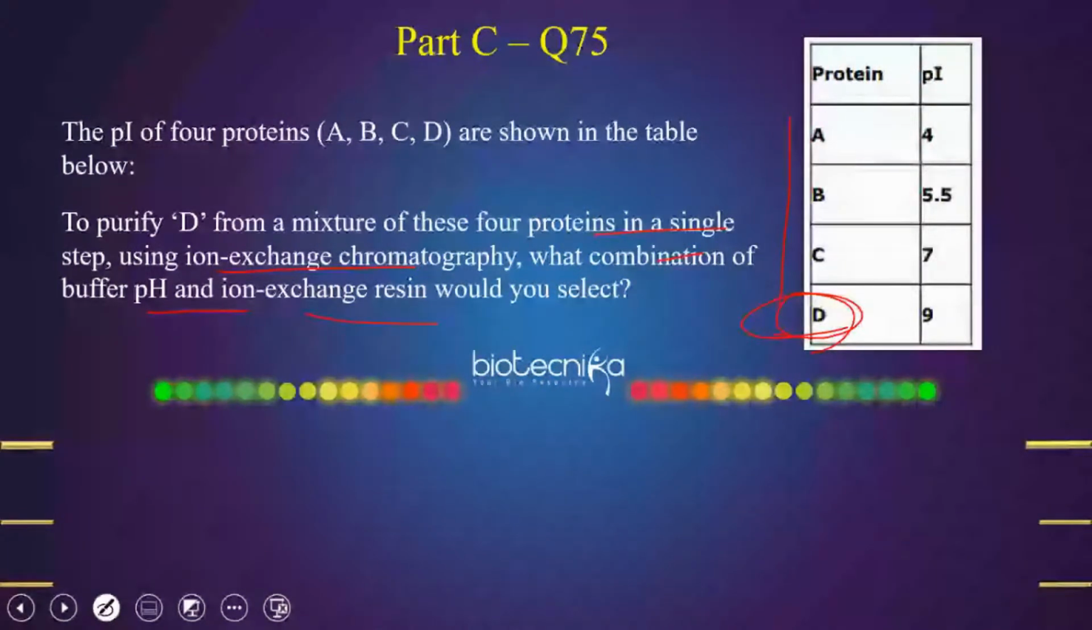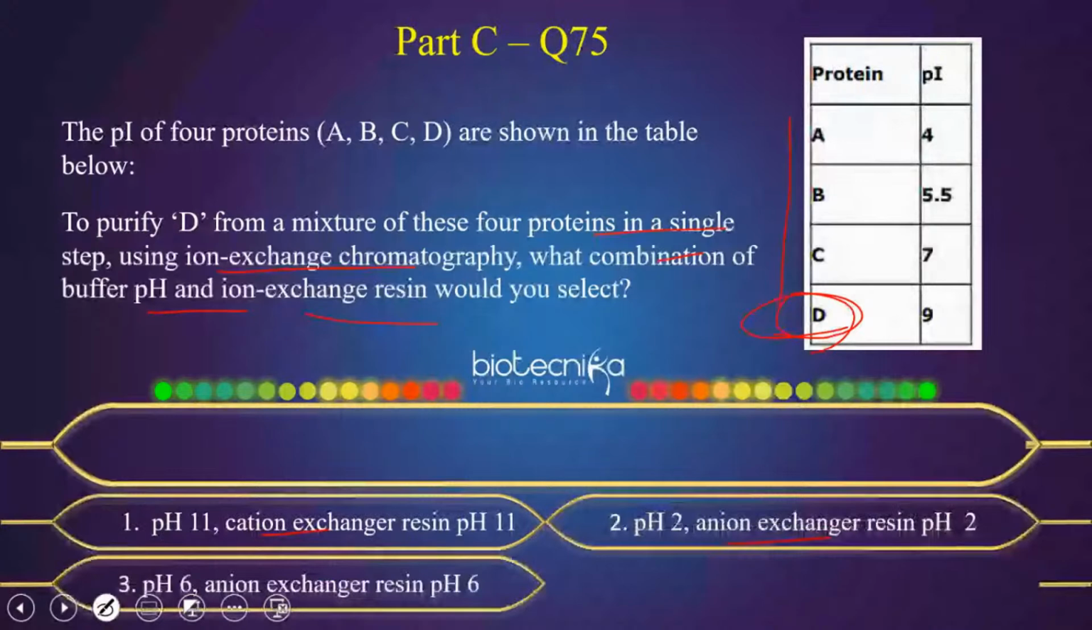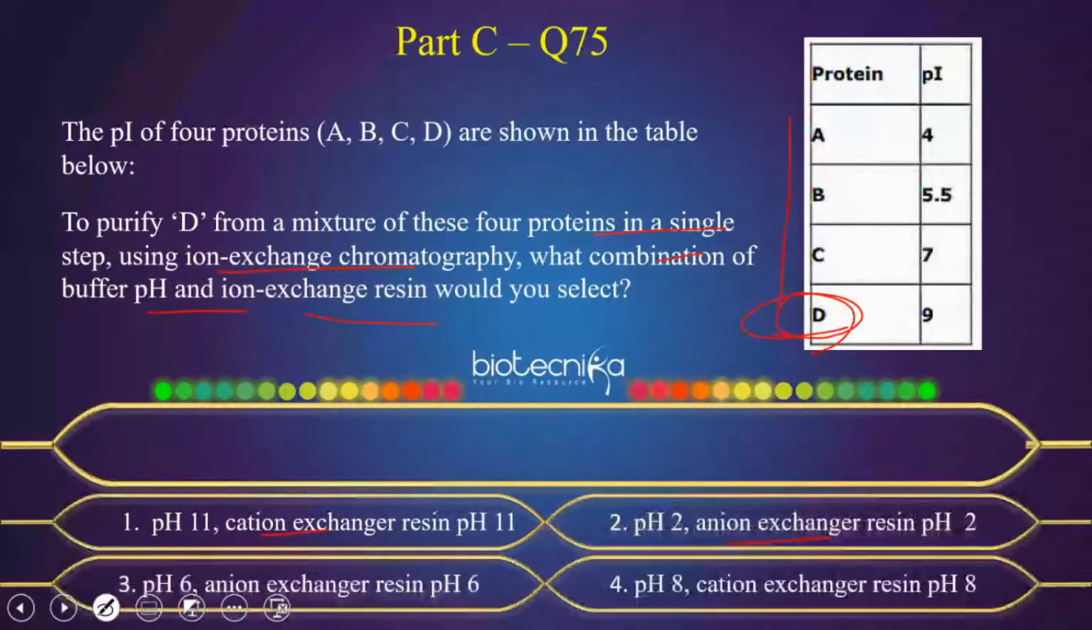So you have to have a particular pH and decide whether to use a cation exchanger or an anion exchanger. That is the question. Here also the concept of pI is applicable: if the pH is less than the pI, the net charge on the protein will be positive, and if the pH is more than the pI, the net charge will be negative.